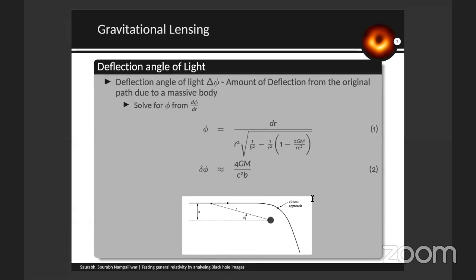And that's how we talk about gravitational lensing: we have a black hole, and when we have a photon, or let's say a ray of light, which is coming from infinity, it gets deflected when it gets very, very near to that particular black hole. And that's the basic expression for a deflection angle, which is nothing but solving the four-velocity for phi as a relation with respect to the radial coordinate.